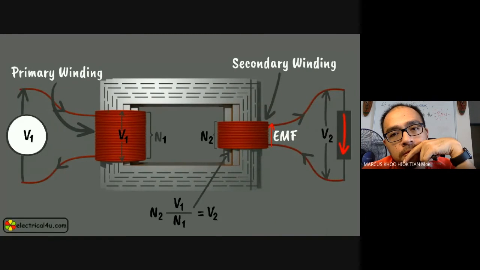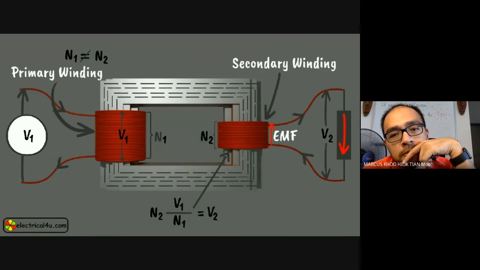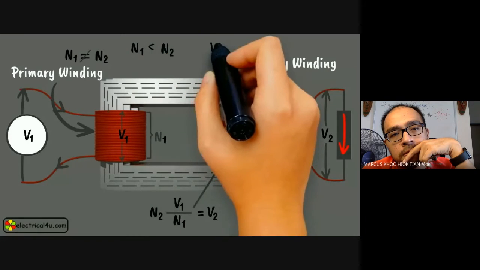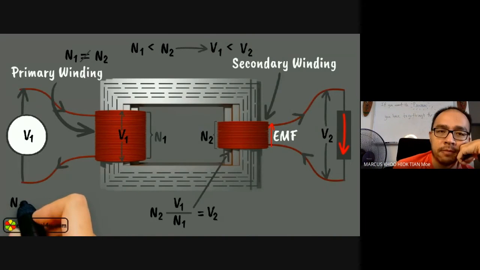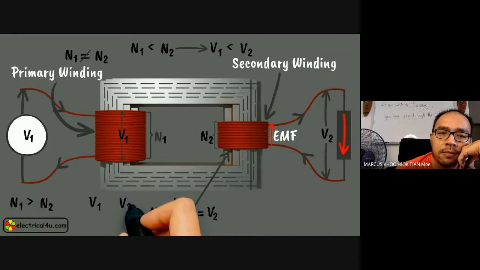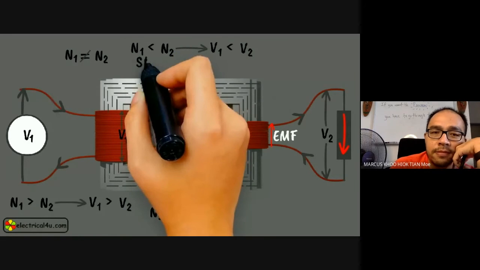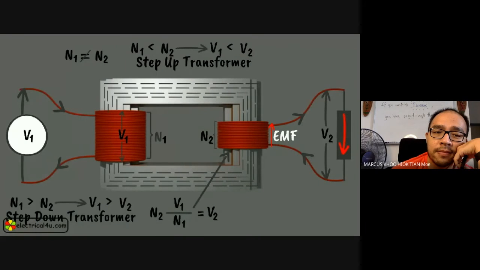If the number of turns of secondary winding is not equal to that of primary winding, that is, if N2 is not equal to N1, then secondary voltage of the transformer is different from primary voltage. Now, if N2 is greater than N1, the secondary voltage will be more than primary voltage. On the other hand, if N2 is less than N1, the secondary voltage is less than the primary voltage. The former is called a step-up transformer, and the latter is called a step-down transformer. This is the most basic theory of a transformer. Hope you understand.